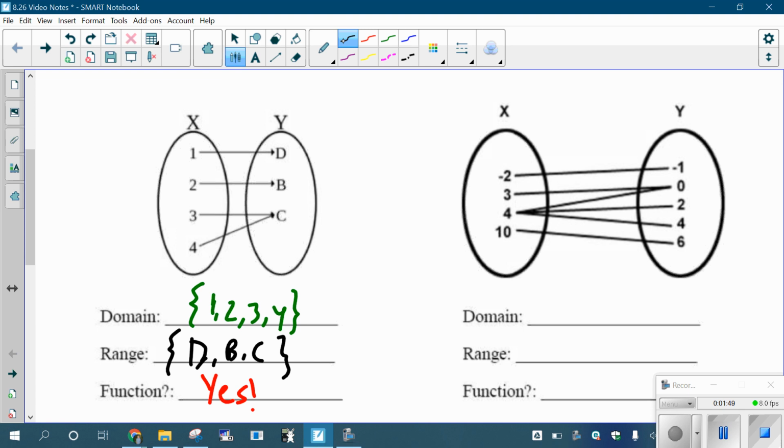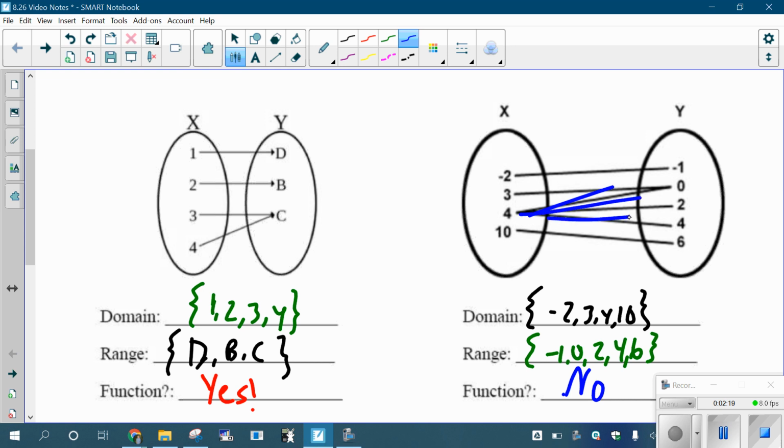Next one. What's the domain? Well, what are the x's? Negative 2, 3, 4, and 10. Fancy little curly brackets. What is the range? What are the outputs? Easy. Negative 1, 0, 2, 4, 6. List those out. Toss some commas between them. Do some curly brackets. Is it a function? No. Why is it not a function? Because an input of 4 is shooting to a bunch of different places. I don't know which output goes with 4. Okay, so that is not a function.